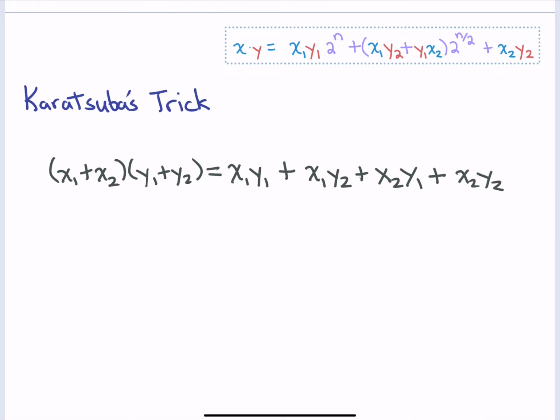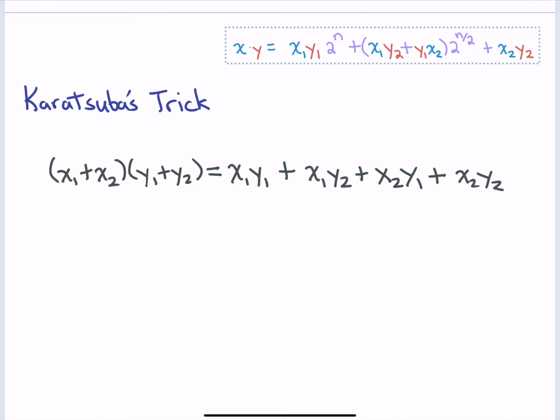There are still those 4 terms, x1 y1, x1 y2, x2 y1, x2 y2, and I want to figure out how to get all those 4 terms with 3 multiplications. Then when we revisit the recursion tree, you'll see we'll make some progress. As a hint, I've written a different product. This is a little different than what we're trying to multiply, because I'm not bit shifting x1 and I'm not bit shifting y1. So x1 plus x2 just represents an n over 2 plus 1 bit number. I took the 2 halves and added them on top of each other.